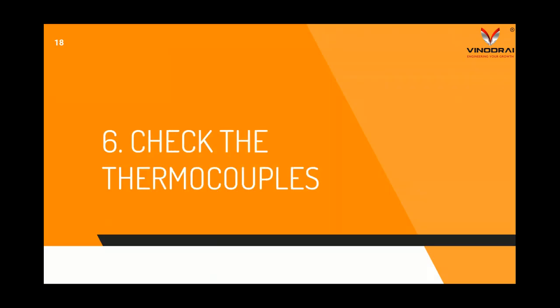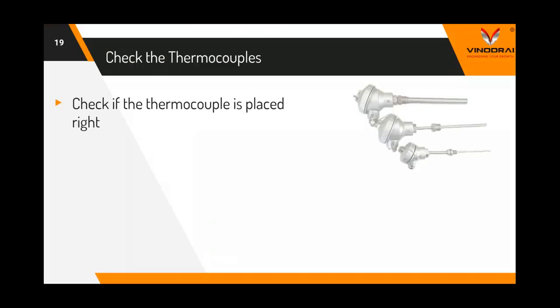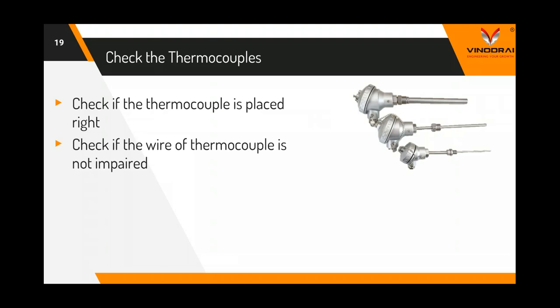Check your thermocouples. This is a very simple but very important part, because your temperature controller must be placed in a location which gives a representative temperature of the complete oven. If it is placed too near the burner or too far away from the burner, it might not give you the appropriate results for regulating the temperature of the oven.